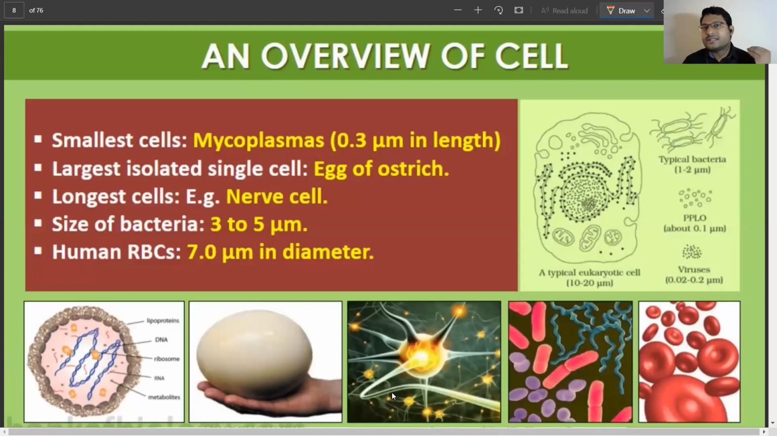When we talk about different shapes and sizes, there are a lot of variations, right? Morphologically they are very different, structurally they are very different. Why are they so different? Because of the adaptations for the roles they are designed to perform. Every cell is going to perform a specific task, a specific role.